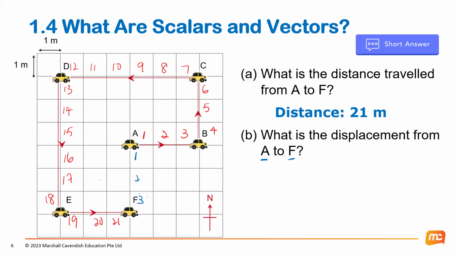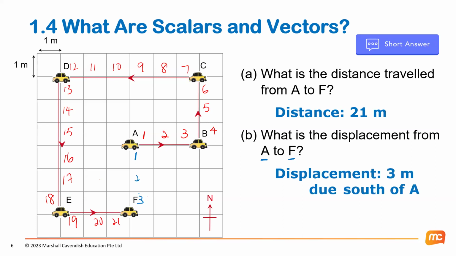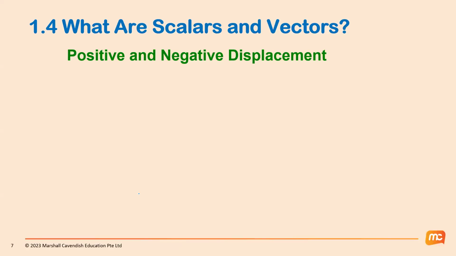It is only 3 meters, and because it's a displacement, I need to state the direction to make sense of it, because it's a vector quantity. So it's actually just 3 meters due south of A.